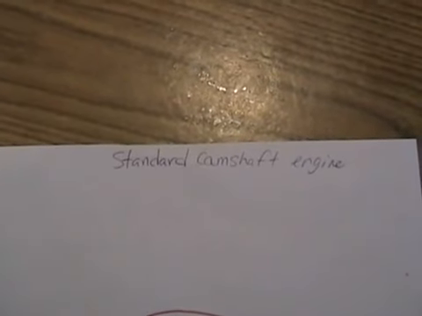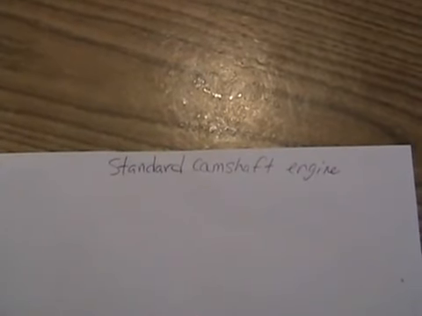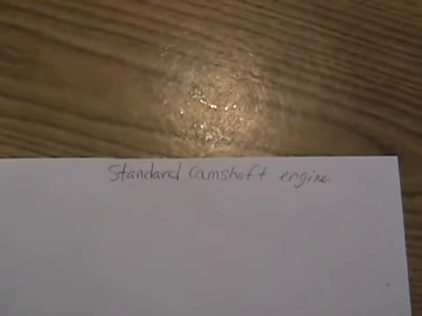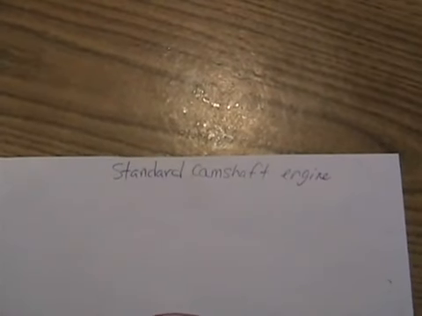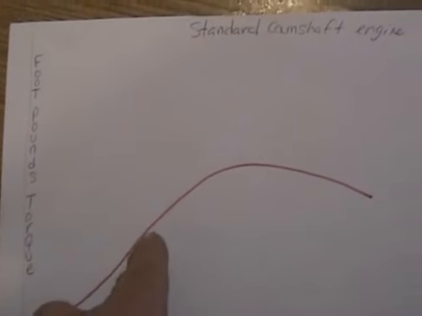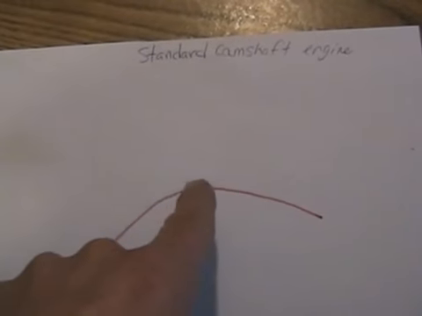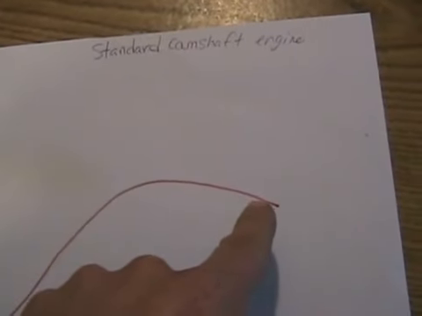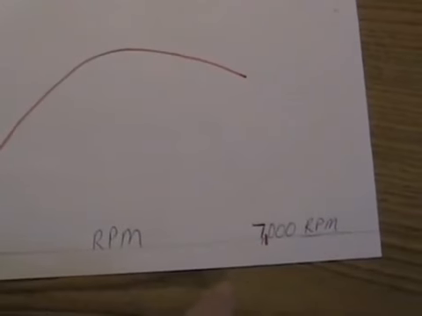So my first graph has to do with a standard camshaft engine, like the one you'd find in an ordinary car, just meant to do ordinary driving. This is what I'll call the 3600 RPM maximum horsepower camshaft design engine. It has a very linear upward swing, a rounded curve, and then as the RPM start to pick up, it starts to lose torque and lose horsepower.